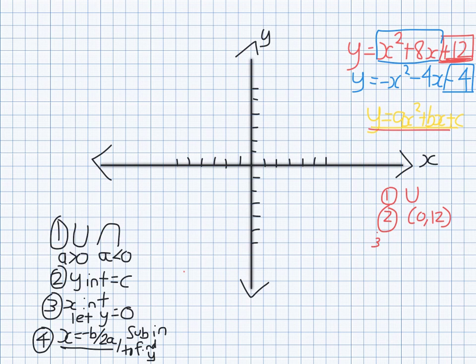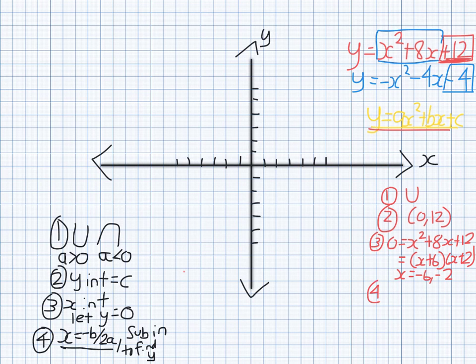To find the x-intercept, I take my equation and let y equal 0. So I've got 0 equals x squared plus 8x plus 12. You can either use the quadratic formula or factorization to solve this. I'll use factorization. Two numbers that multiply to 12 and add to 8 are 6 and 2. So the two solutions to this are x equals minus 6 and minus 2. This has two x-intercepts, one at minus 6, one at minus 2.